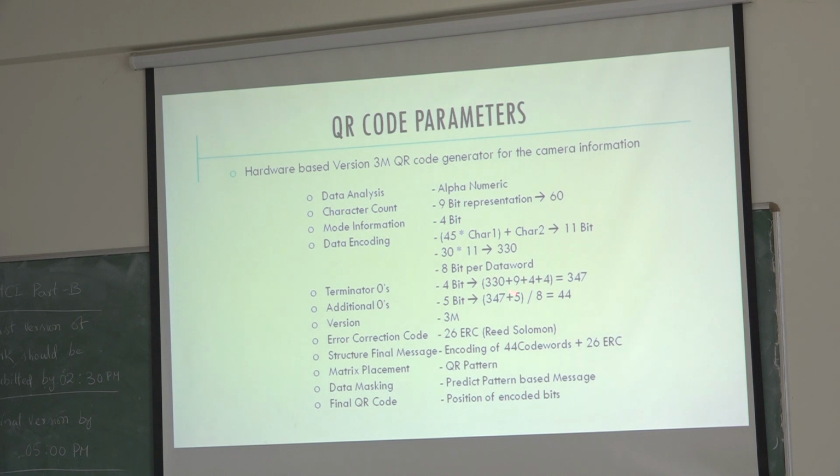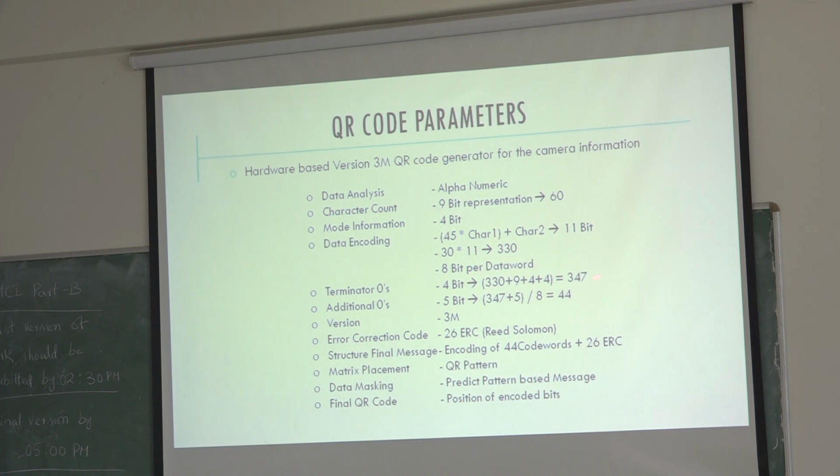This 4-bit terminator is optional. When you choose a QR code version and it satisfies the number of bits without the terminator, we can stop it. We don't need to add it. This is optional. But in the worst case, to find out which QR code version I need to use, I need to add the terminator bits and find out the number of bits. So I added the terminator bits of 4. Total 347 bits are there.